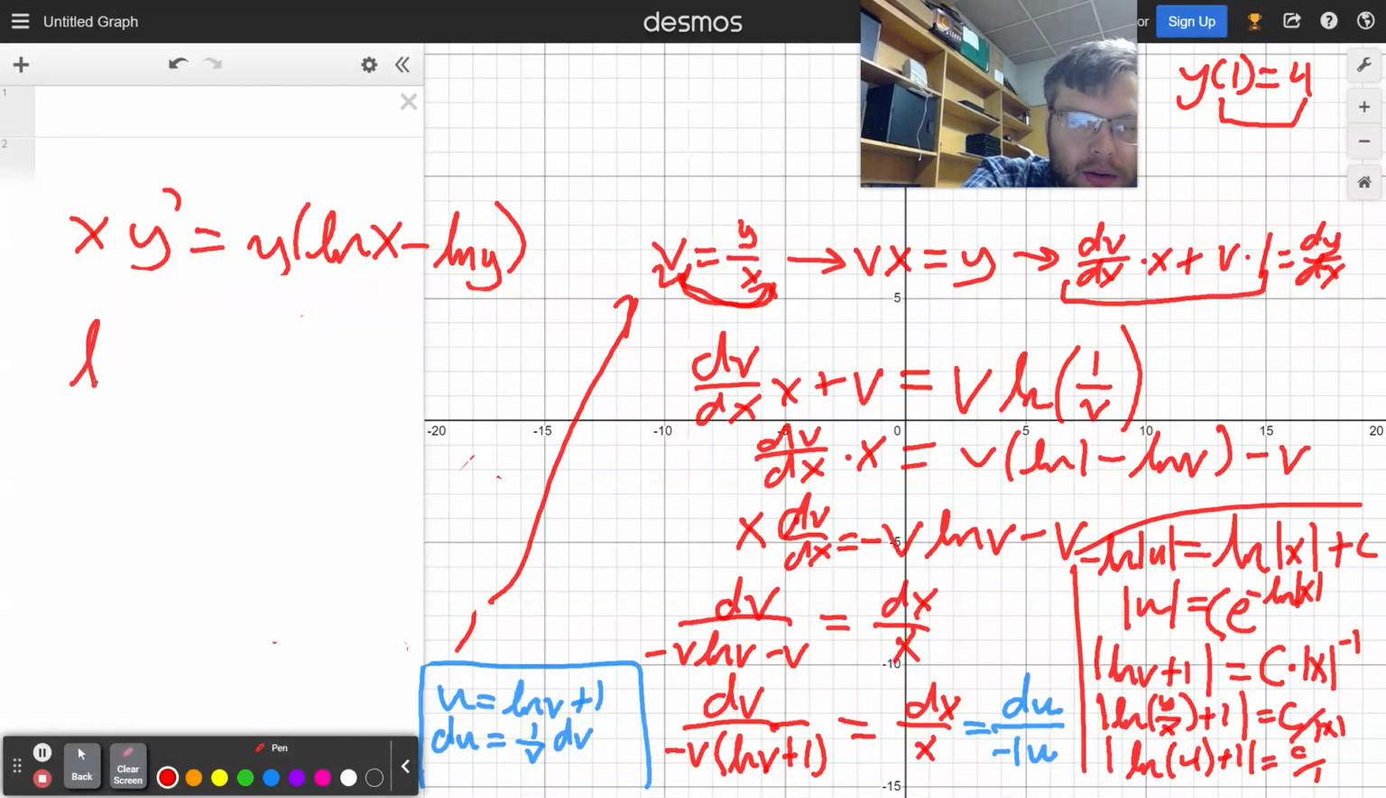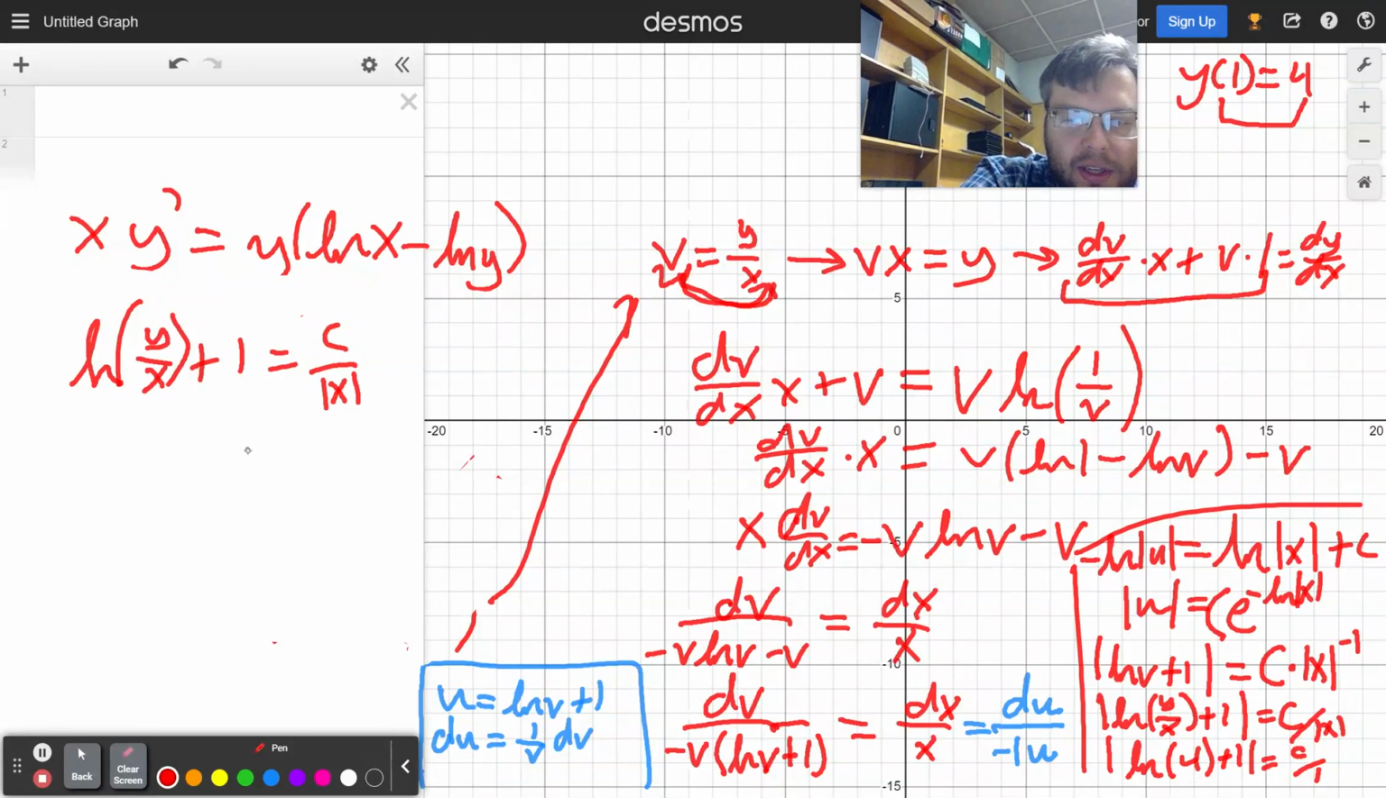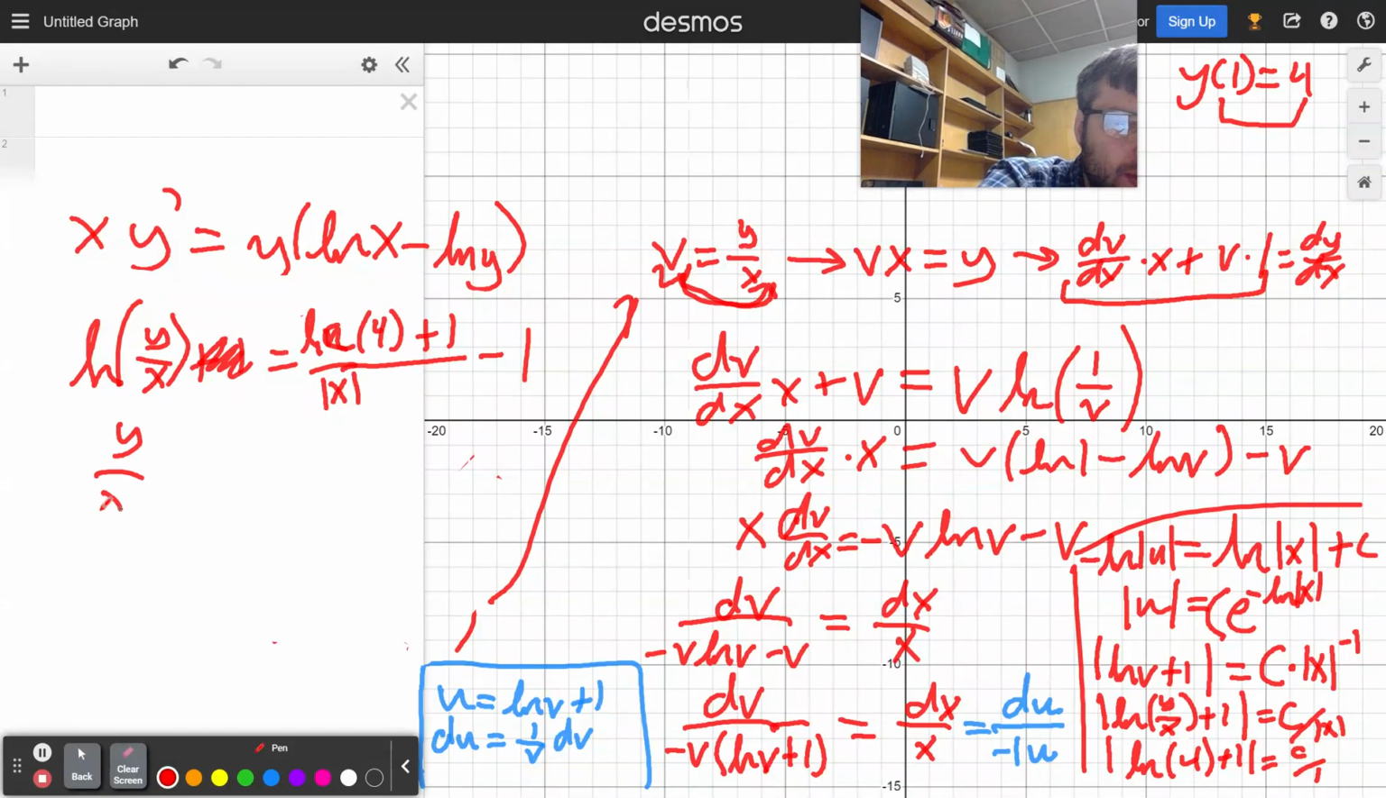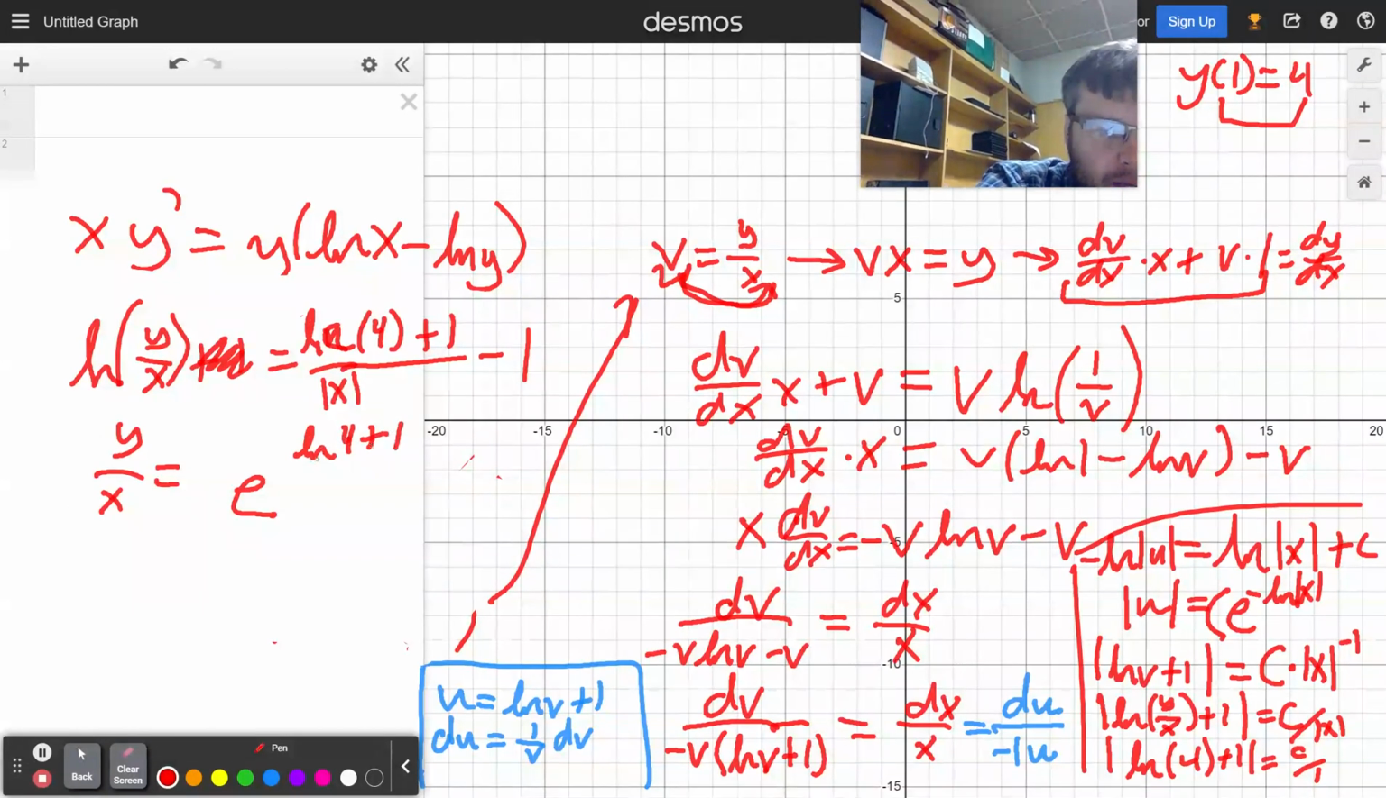So here we are. I'm going to get rid of my absolute value. Natural log of y over x plus 1 is c over absolute value of x. Sorry, we just solved for c. Natural log of 4 plus 1 over the absolute value of x. Then I'm going to subtract 1 from all of that. Exponentiate all of that. So y over x equals e to the natural log of 4 plus 1 over x minus 1, and then multiply that all by x.